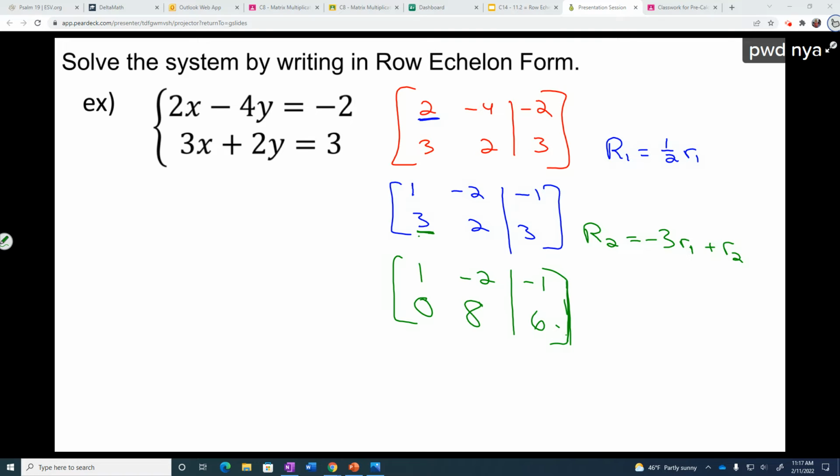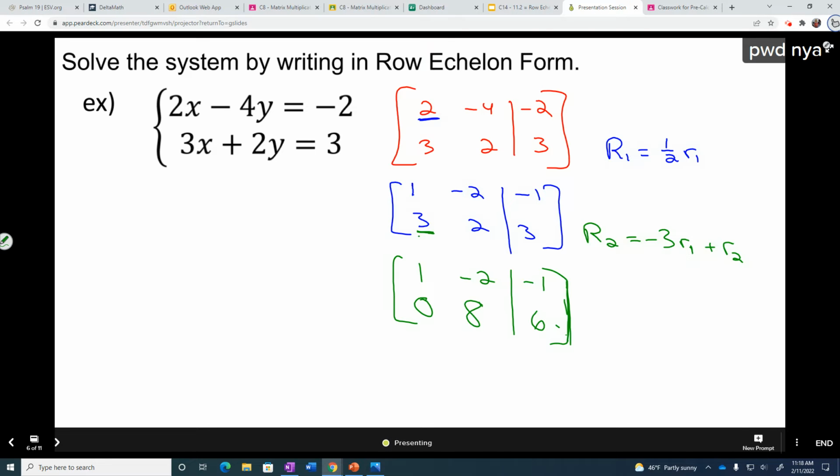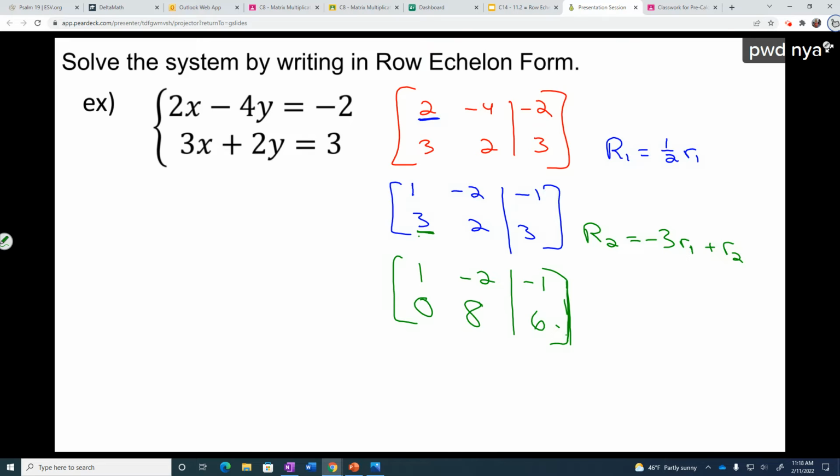So again, if you want to type that in the calculator, you can. What we're doing is negative 3 times this, plus this. Negative 3 times this, plus this. Negative 3 times this, plus this. All right, now we got that as 0. So our last thing we need to do is change that 8 to a 1.